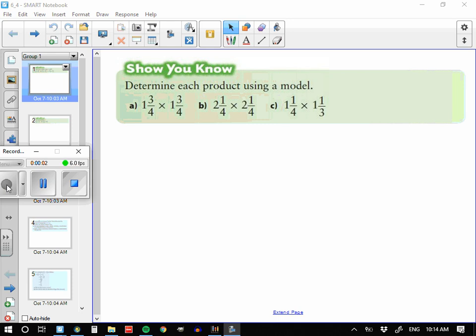Okay, this is Show You Know from 6.4. This is how to multiply two mixed fractions using a model. So the first question is, what is 1 3/4 multiplied by 1 3/4?